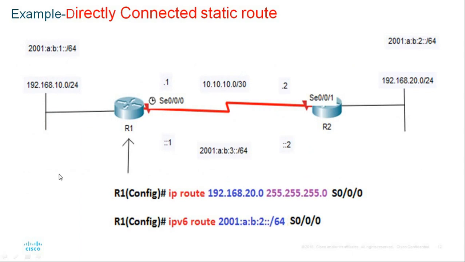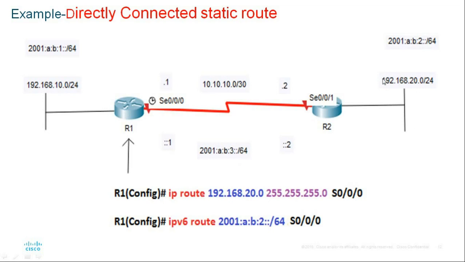Now we are going to see the same one. I'm going to use the previous topology to show how to configure the directly connected static route. I am at R1. I know I'm connected with this network as well as this network. I don't know about this network. This network is called a remote network. From R1, I want to reach this remote network. So, how do I write the static route?